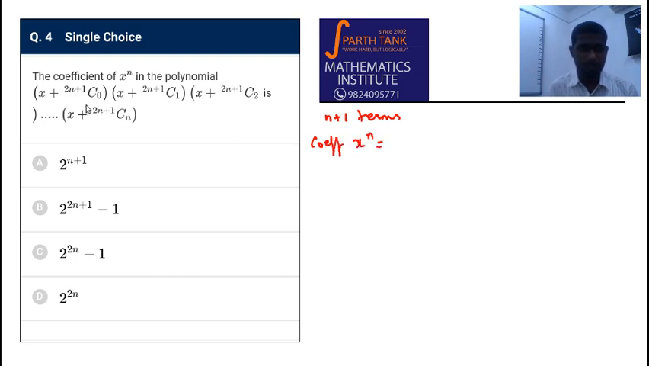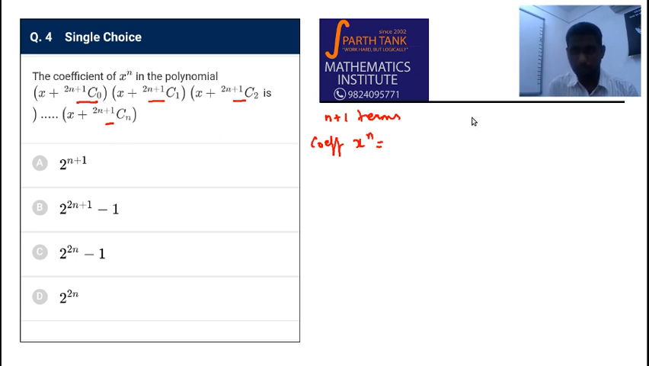What I mean is, the coefficient of x power n is nothing but the summation of these terms, because there will be one x power n formed by this multiplied by the x's in all the other n brackets. Then you take this term and take the x in all the other brackets, you will have another term. So if you add all these terms, you will get the coefficient of x power n.